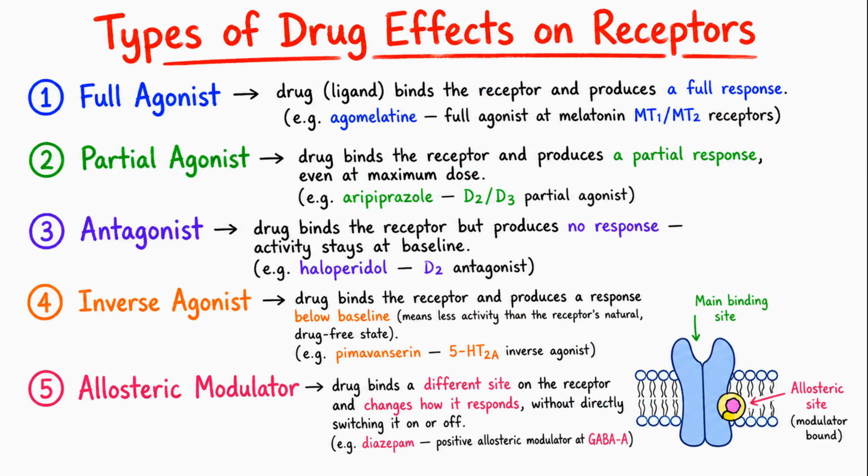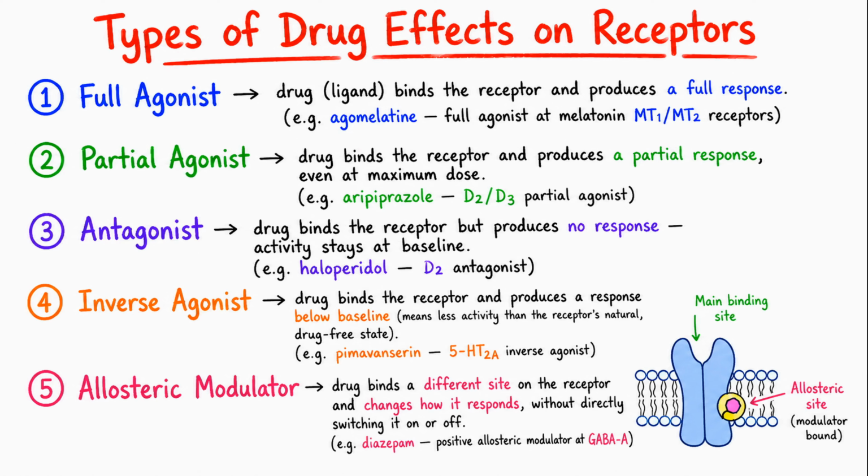Okay, now that you understand baseline, let's go through the different types of drug effects one by one. First, a full agonist. This is a drug that binds the receptor and produces a full response. Simple as that, maximum effect. Next, a partial agonist. This drug also binds the receptor, but it only ever produces a partial response. Even if you give the highest possible dose, it never reaches that full effect.